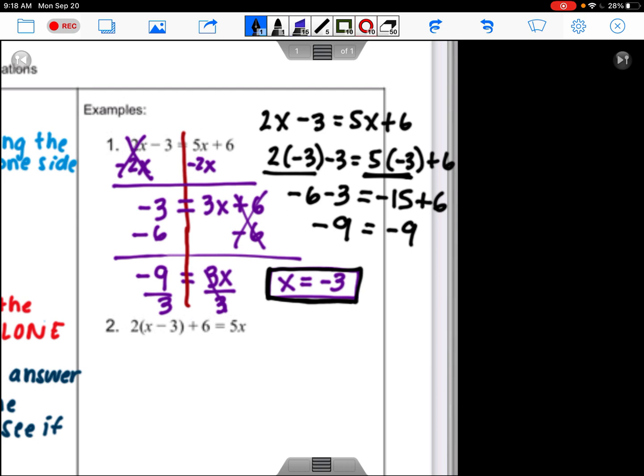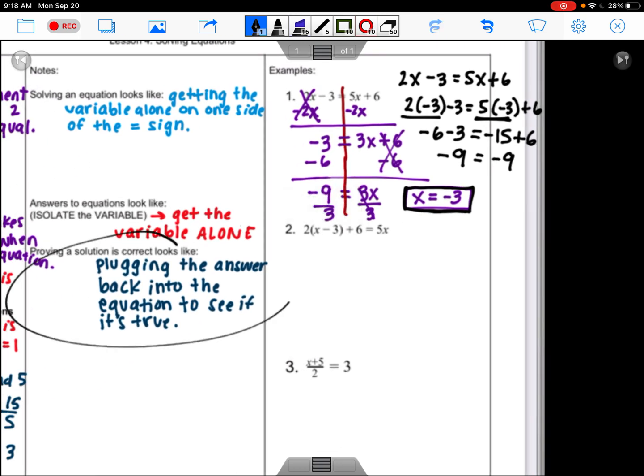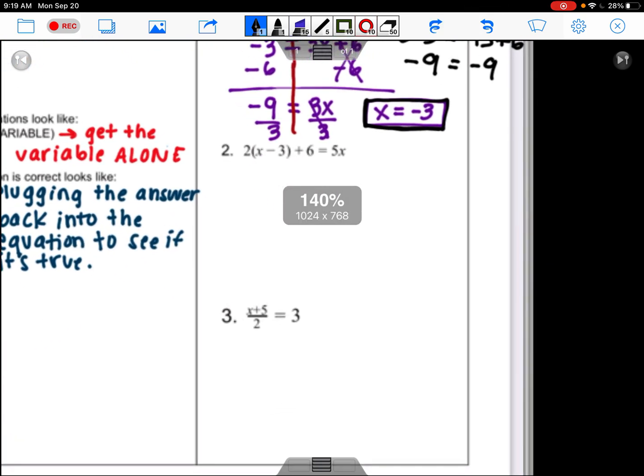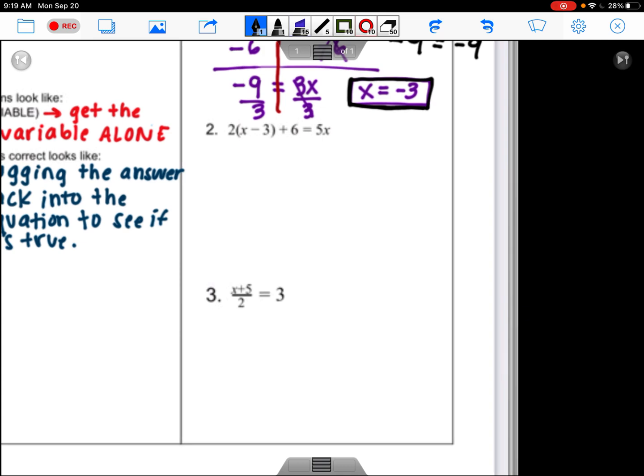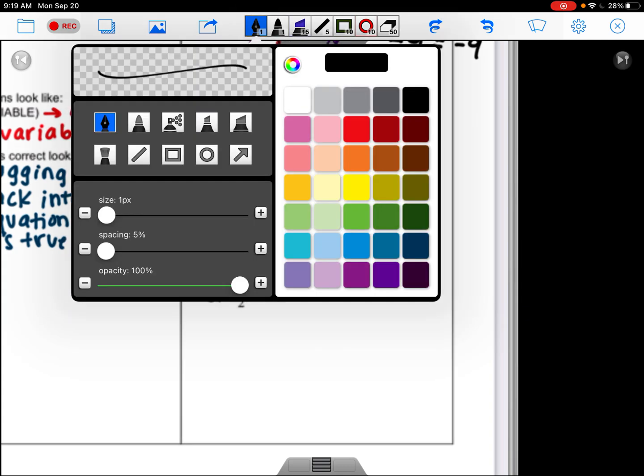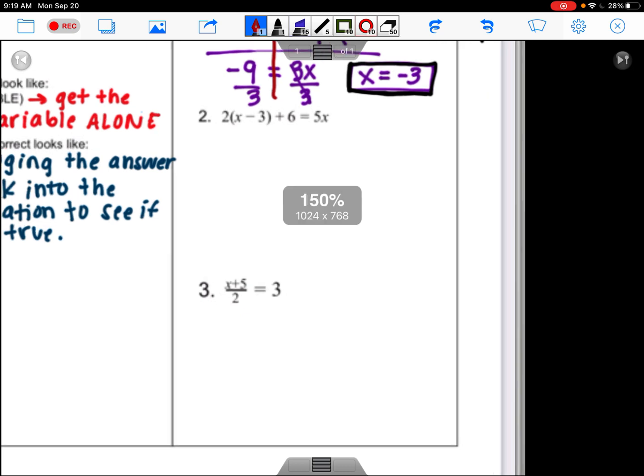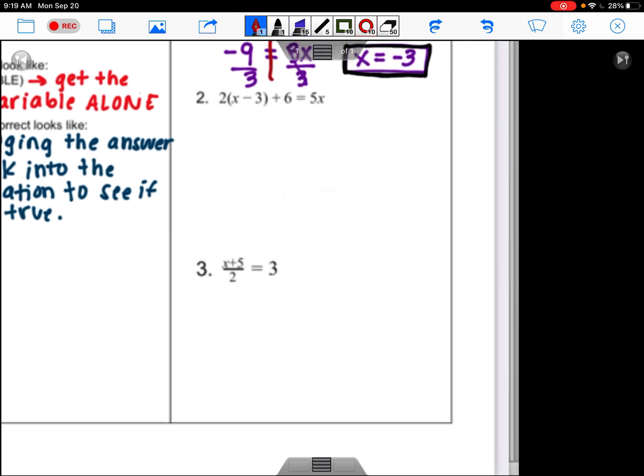So I'm just showing you what I mean by this, okay? Okay, cool. Let's start here. So on number 2, sorry, I keep putting the colors down, and I know you guys can see that when I do it. Okay, let's draw a line. If the line confuses you, just don't draw it, okay?